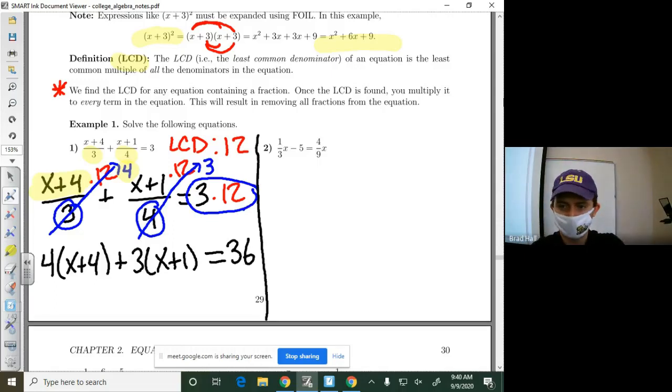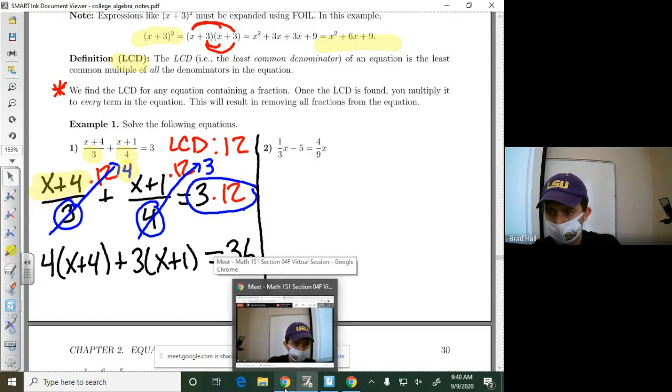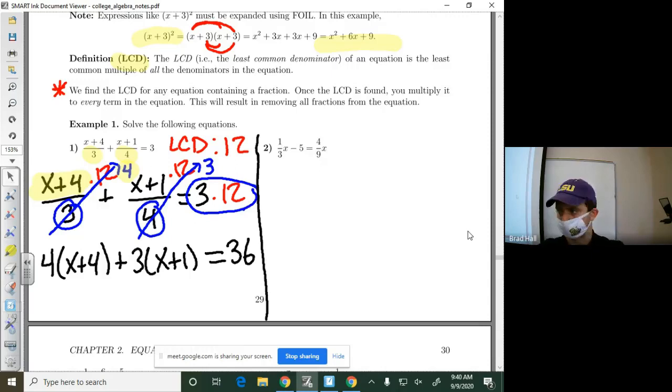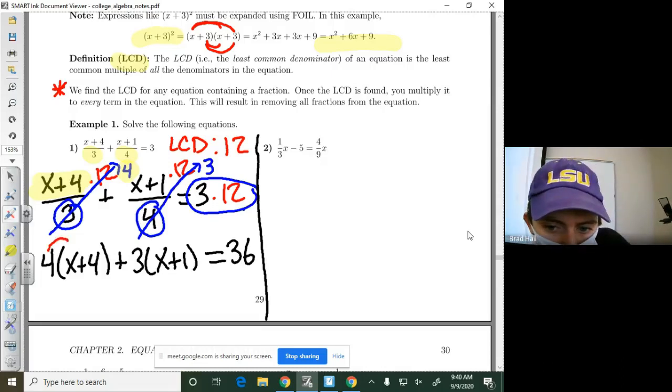And notice, now that we've applied the least common denominator, there's no more fractions. That's exactly what we wanted. There's no more fractions here, which means all we have to do is focus on, say, distribution and combining like terms.